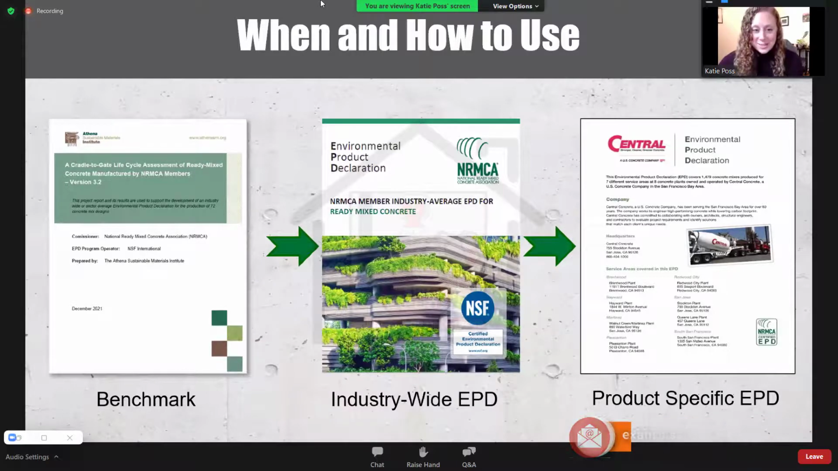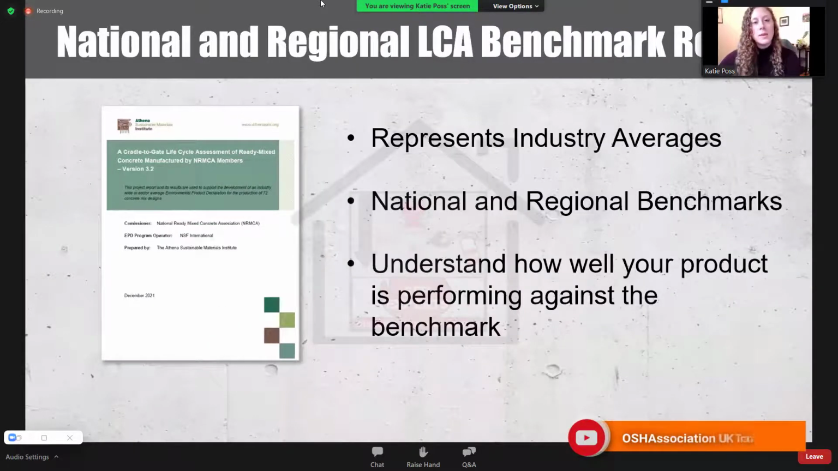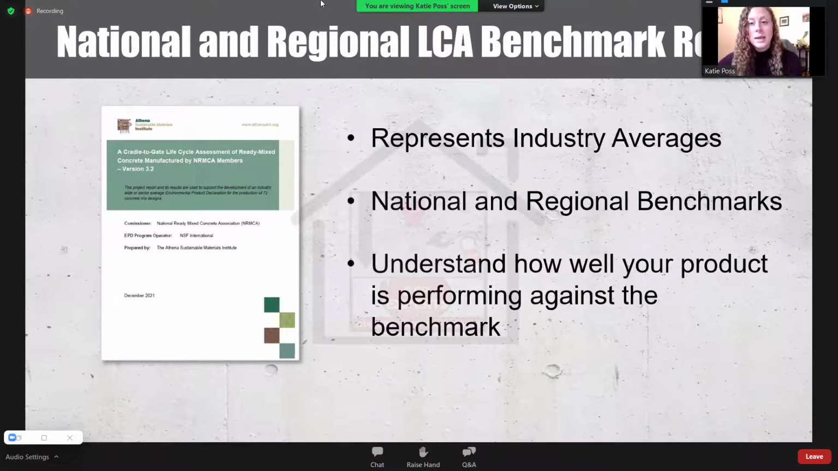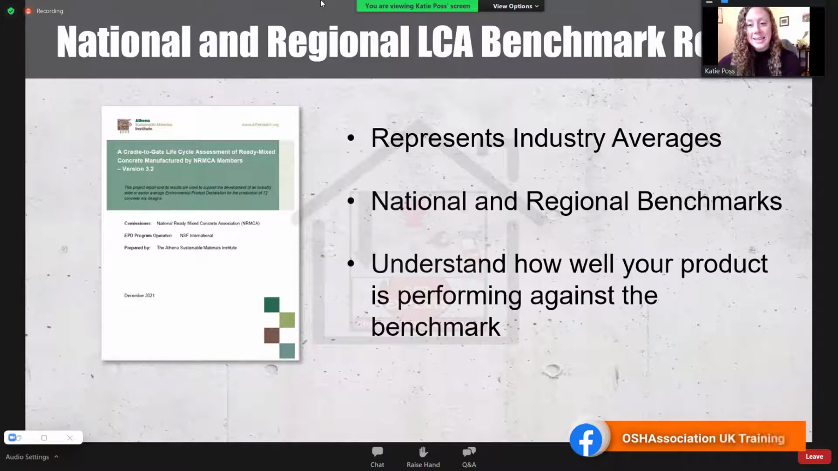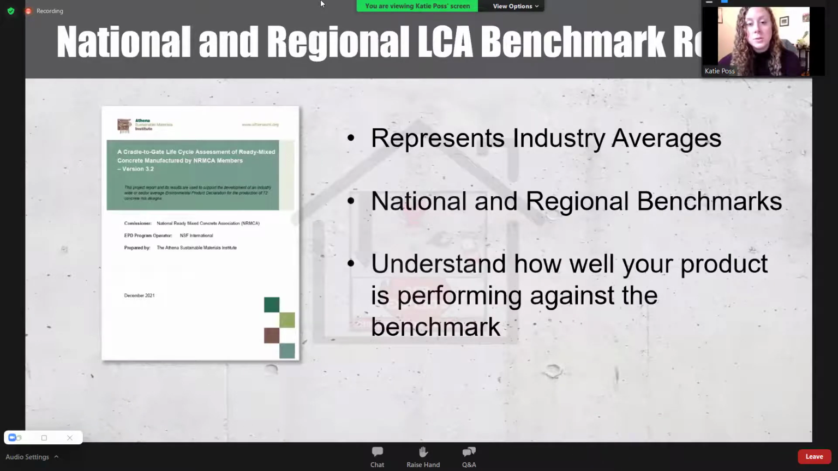So why are there so many different documents, and when and how should you use this information on a project? Okay, we'll start with the regional and national benchmark report. This represents industry averages, and we have published multiple iterations of this. And what we're seeing, as Matthew explained, is that the data is trending downwards, which is great news. So first and foremost, this document can be used within the industry to track how well we're progressing towards our own goals.